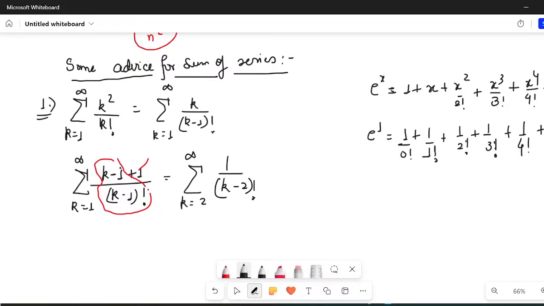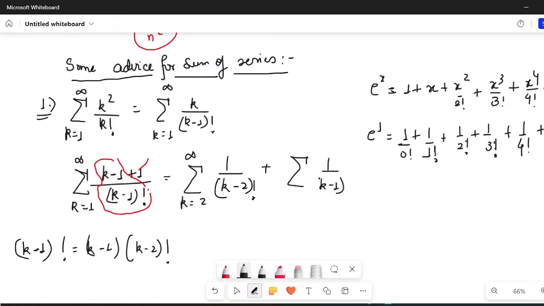Okay, so now you can understand how you can write k minus 1 factorial. You can write k minus 1 factorial as k minus 1 into k minus 2 factorial. K minus 1 gets cancelled, and here you have another term, 1 upon k minus 1 factorial, from k equals 1 to infinity. Okay, so what do you think this series would be?